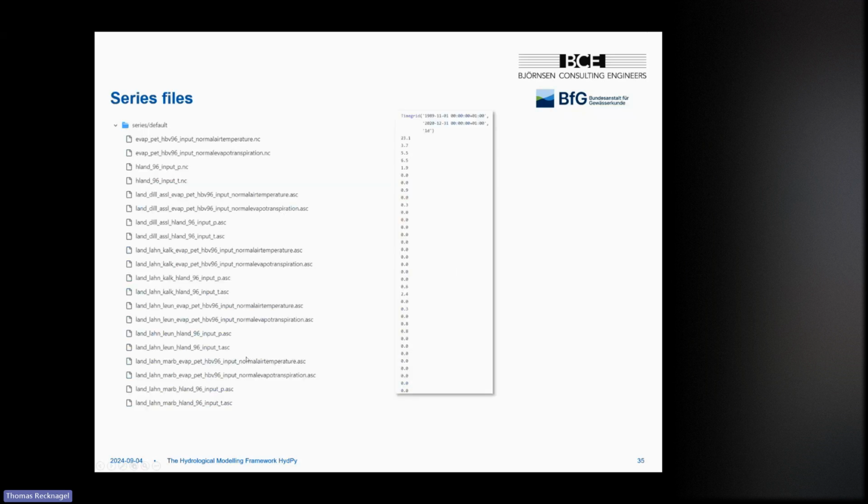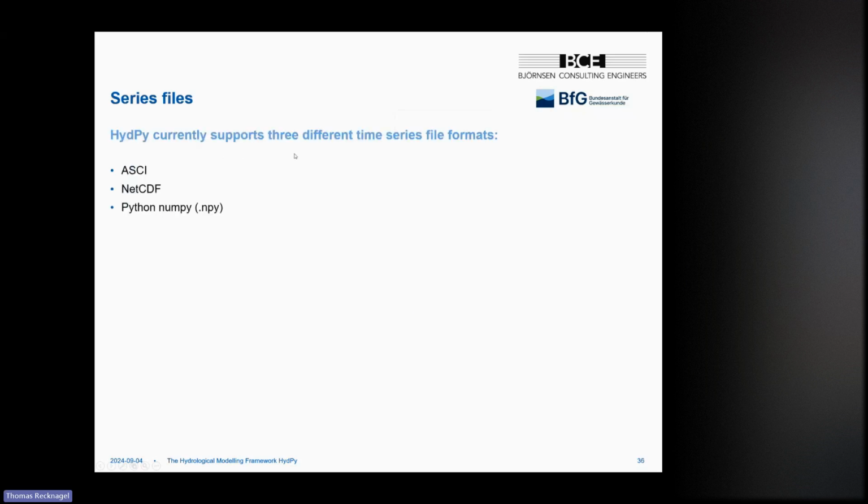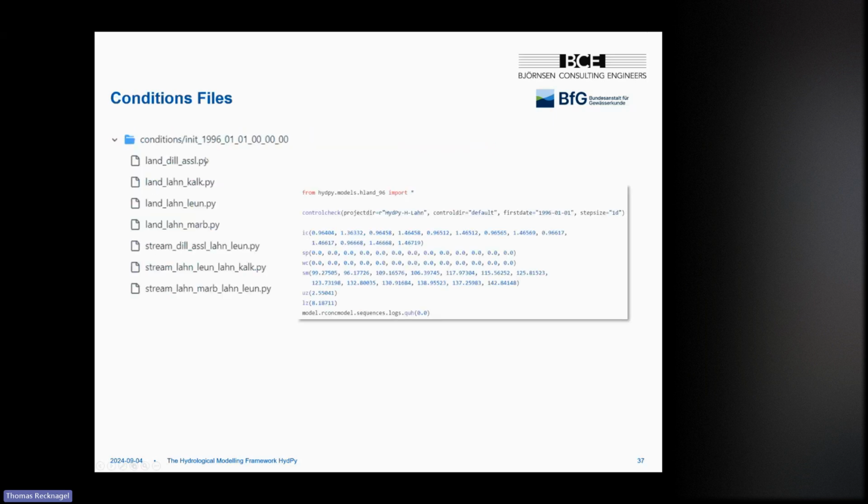Then we have the series files. There we have the input data. We currently support 3 different time series file formats: ASCII, netcdf, or Python NumPy. And we have the condition files. Again, for each element you define, you need one condition file. In this condition file, of course, you set the initial conditions for the states that are necessary for the model to run.